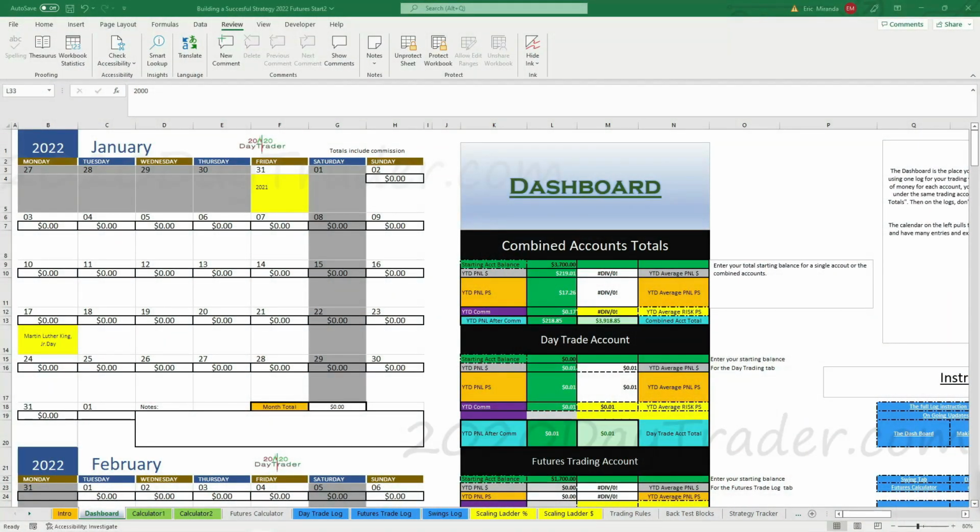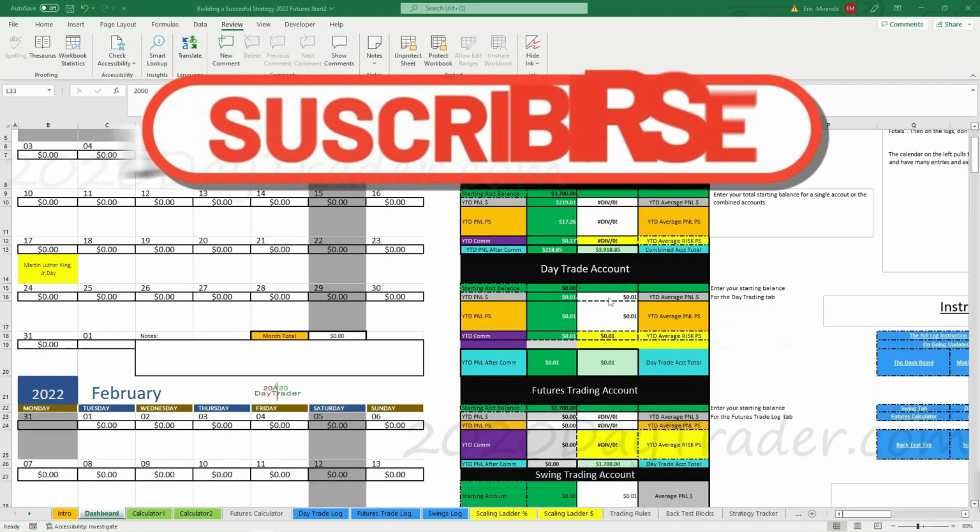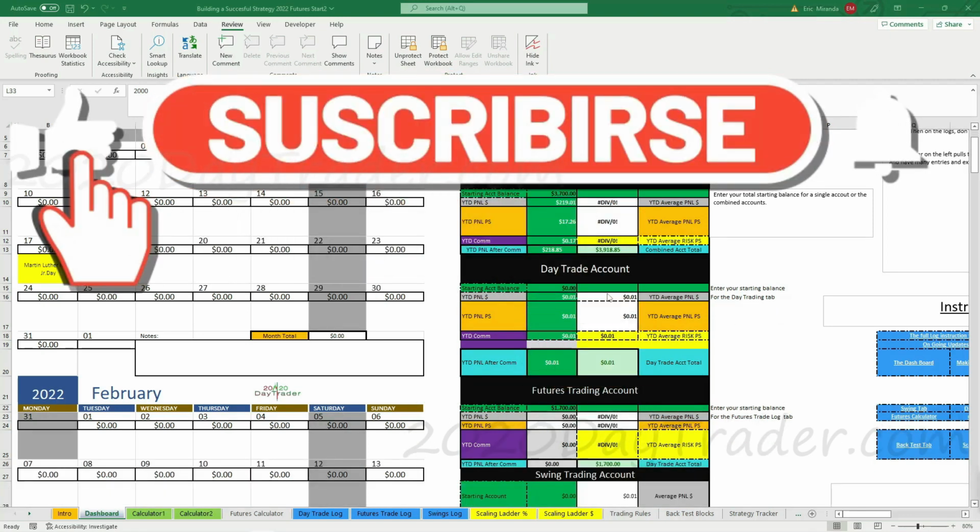Okay, so here we are on day one of real money trading. So we got our $4,000, but I'm not using the full thing. I'm just using a portion of it. I only need $1,700 to start my futures account. And then I really only need $2,000 to start my swing trading.